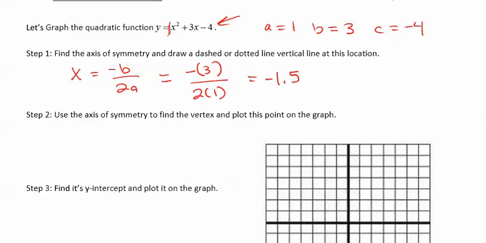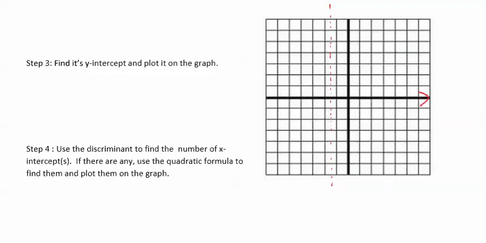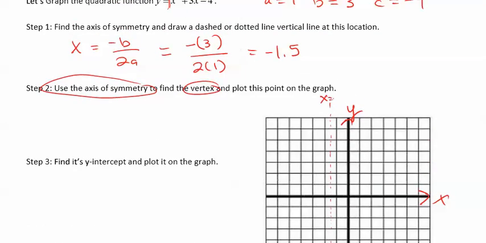All right, so it says use the axis of symmetry to find the vertex, and then we're going to plot it on the graph. But let's go ahead and plot our axis of symmetry first. It's at negative 1.5, so it's going to be right between negative 1 and negative 2 on the x-axis. If our axis of symmetry is x equals negative 1.5, well, x of negative 1 is here and x of negative 2 is here, so 1.5 would be between those. And that imaginary line means that all the x values on that line are negative 1.5.